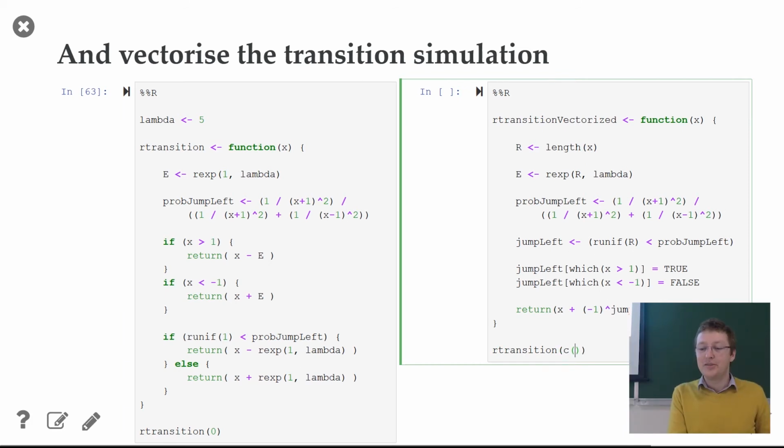So let's test that out. If we put in a vector of locations, -1.5, 0, 1.5, and voila.